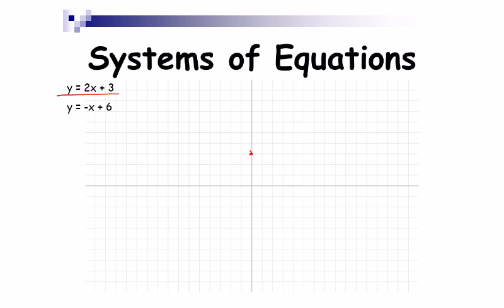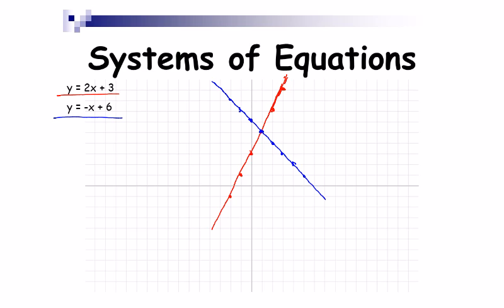So I'm going to go ahead and start at 3, go up 2 over 1. I'm going to go ahead and put several points on the graph because it makes it easier to find the actual intersection point when you do that. Let's graph the next equation here. It's going to be the one with the 6. And we're going to go down 1 over 1. And I bet you just saw where the intersection point is going to be. The intersection point is the actual solution of the system of equations.